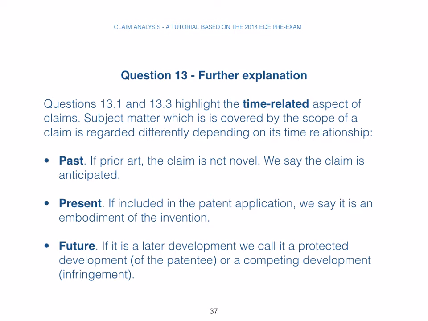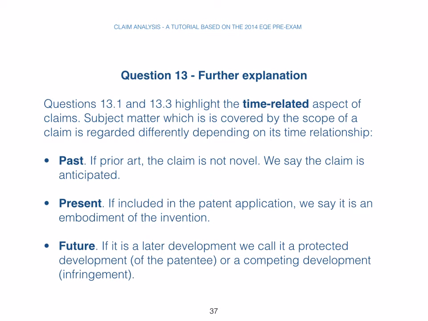I add my own comments or further explanation on question 13. Questions 13.1 and 13.3 highlight what I consider are the time-related aspect of claims. Subject matter which is covered by the scope of a claim is regarded differently depending on its time relationship. If it's in the past, if the subject matter is in the prior art, and it discloses it's within the claim scope, the claim is not novel, and we say the claim is anticipated.